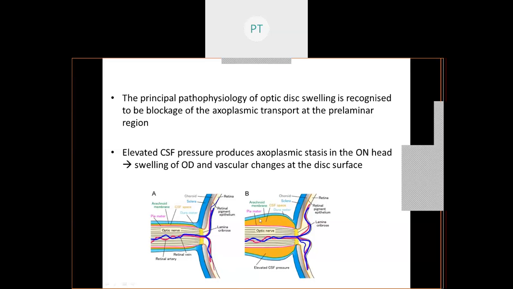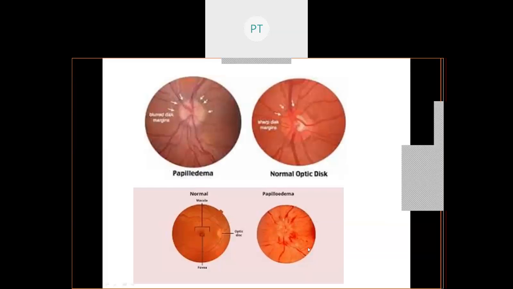Okay, when there's papilledema, this is what happens, and this leads to swelling of the optic disc when there is an elevated CSF pressure. So here again, this is a normal optic disc, just to remind you all, and this is when there are blurred margins. Okay, so this is what papilledema looks like.